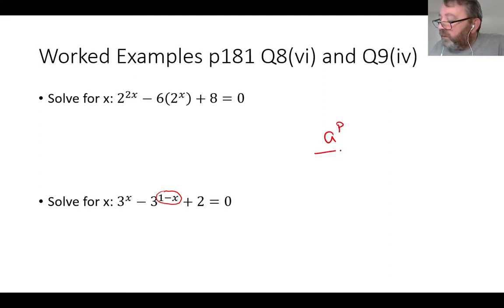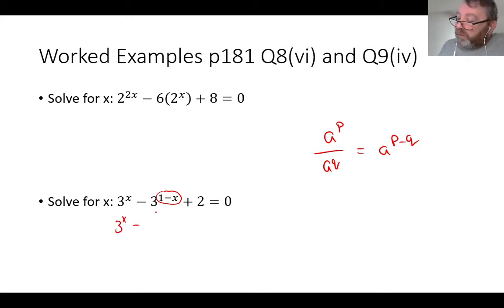A to the p over a to the q equals a to the p minus q. So if you're subtracting indices, the reason why the indices are being subtracted is because the bases with those indices were originally being divided. So let's do that. 3 to the x minus, now 3 to the 1 is on top and 3 to the x is on the bottom, plus 2 is equal to 0. And straight away, you've got your 3 to the power of x in both terms.